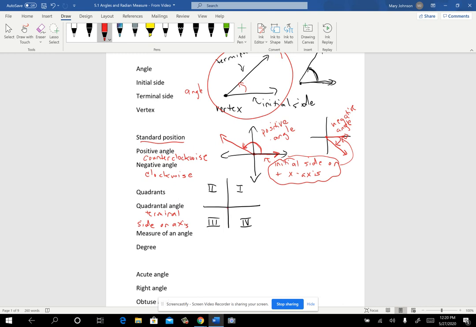So say we have our initial side here. This would be a quadrantal angle right here because we wound up with the terminal side on the negative y-axis, okay? Let me do another one. All right, this would be a quadrantal angle if I wind up rotating to here. Okay, that would be a quadrantal angle because it wound up on the positive x-axis.